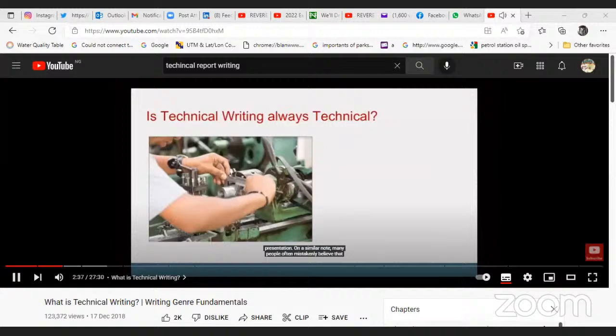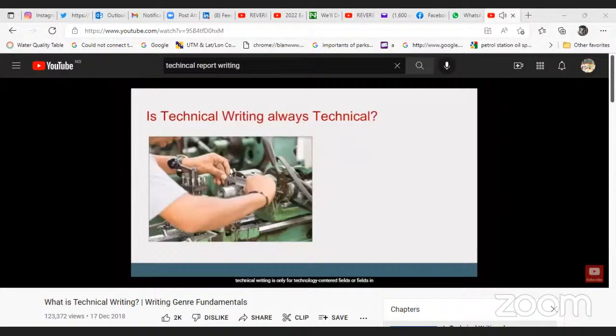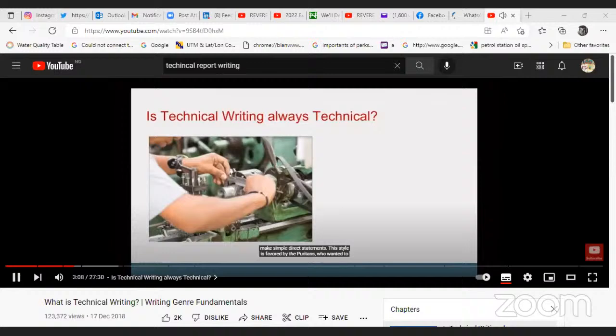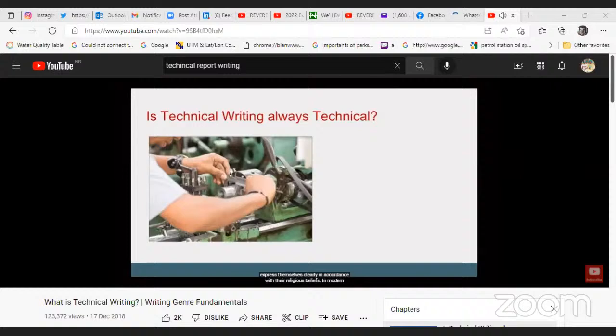And mistakenly believe that technical writing is only for technology-centered fields or fields in architecture and engineering. While technical writing is commonly used in these fields, it is actually a style of writing that is not specific to any particular field. It's based on something called Puritan plain style, which is a type of writing where uncomplicated sentences and ordinary words are used to make simple, direct statements. This style was favored by the Puritans, who wanted to express themselves clearly in accordance with their religious beliefs. In modern times, however, this style is often used in technology, architecture, and engineering fields, but it is also common in business and many other disciplines.